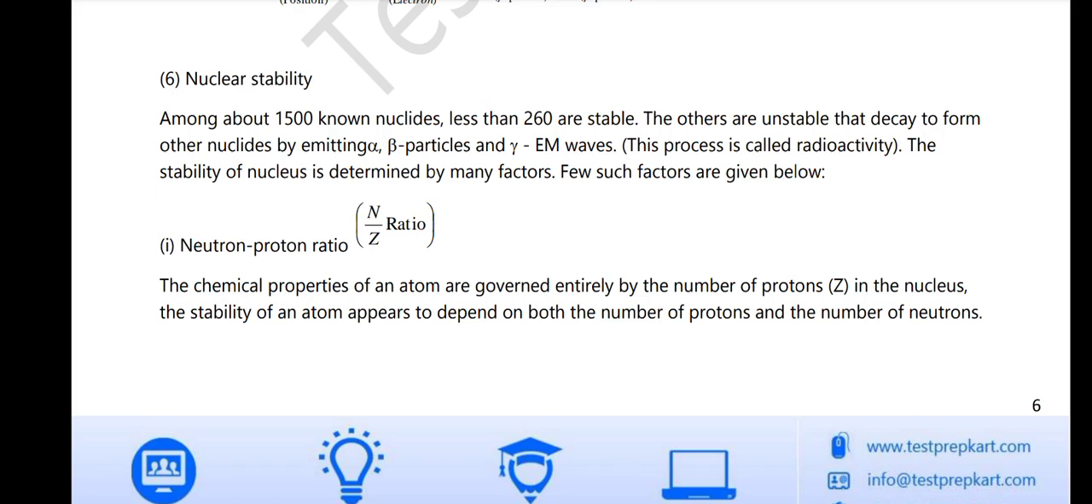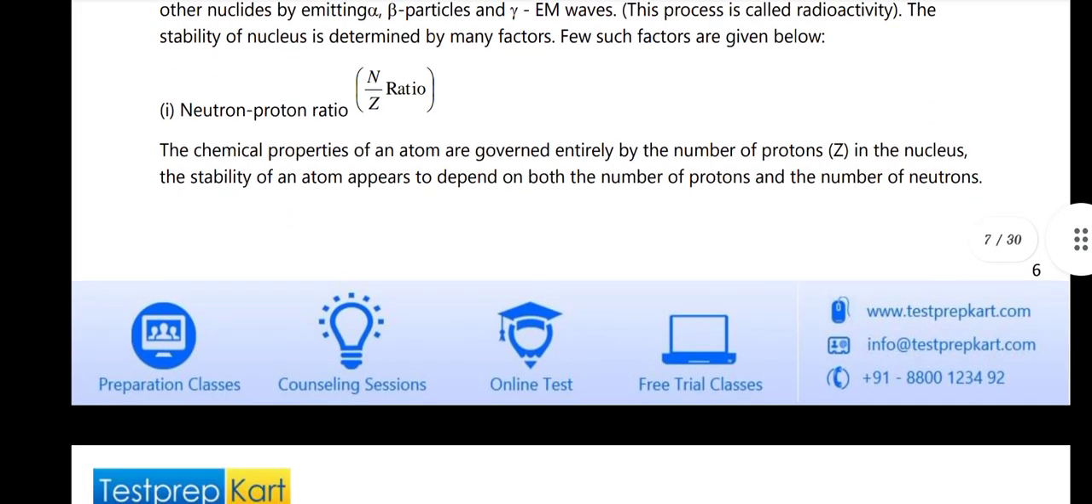The stability of nuclei depends on many factors, like the neutron-proton ratio, how many neutrons and protons are there in that nucleus. The chemical properties of an atom are governed entirely by the number of protons in that nucleus, and how many protons there are tells us whether the nucleus is stable or not.